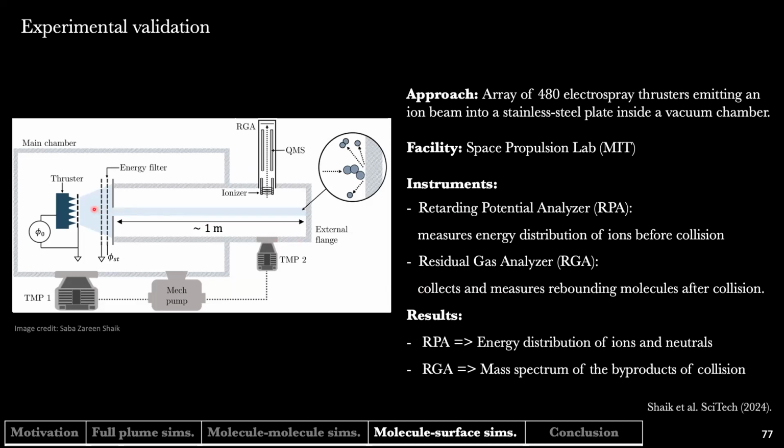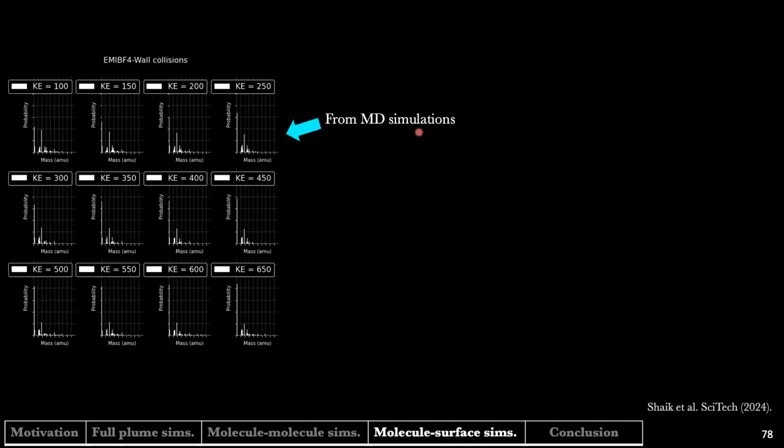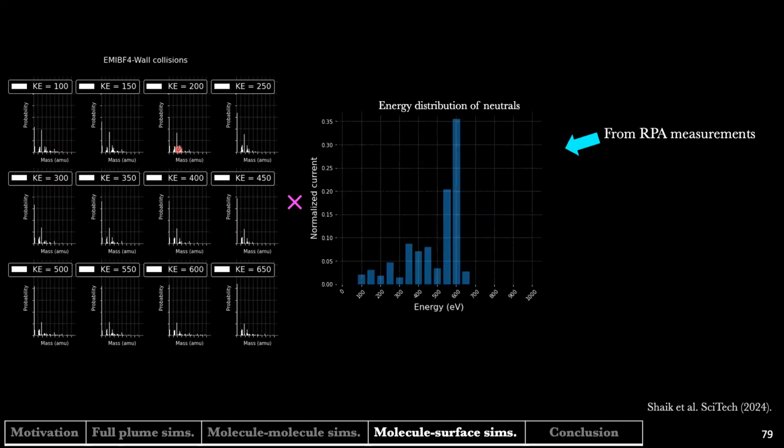So this is the thruster. The ions are emitted from here, and then here there's the collision, and then the RGA collects these byproducts and measures them. So we use MD simulations to get the mass spectra of the byproducts of the collisions at different impact energies. And then we use the RPA measurements to get the energy distribution.